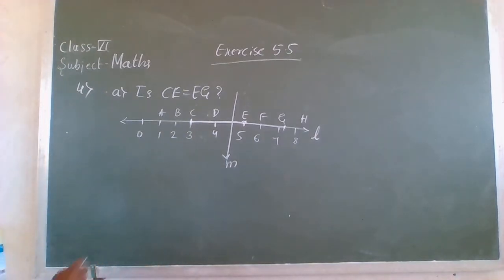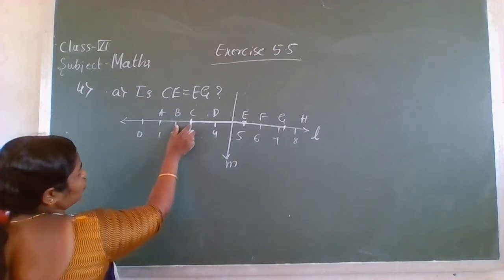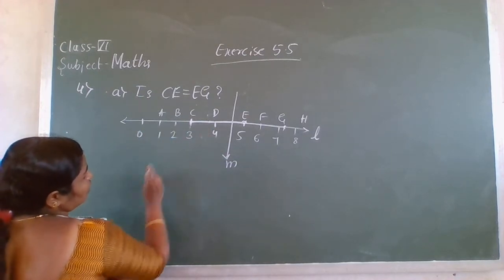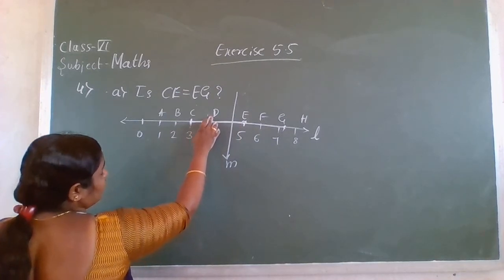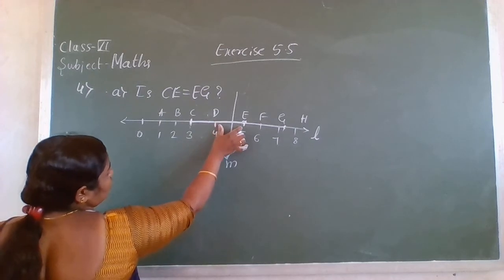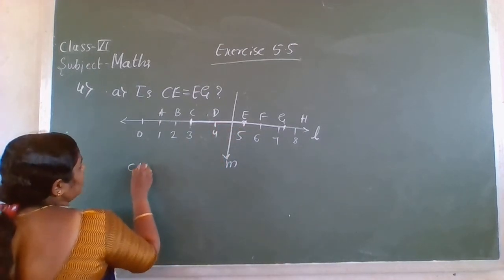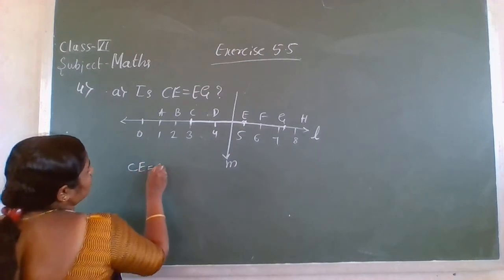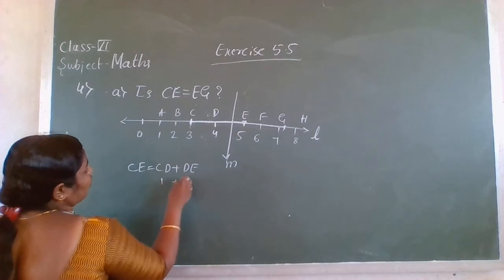In the scale, units will always be equal to each other. This is 1 unit, 2 units. Distance will be the same. From C to E, there is one gap, with one point in the middle. This is one unit and this is one unit. Both are 2 units. So CE is equal to CD plus DE. Both are 1 unit.